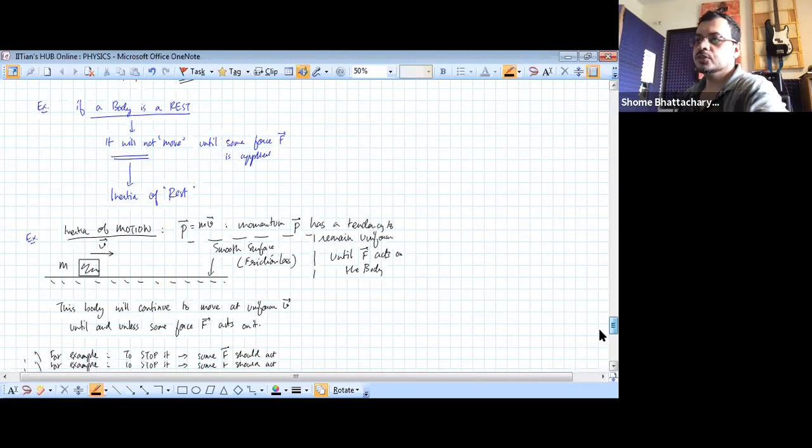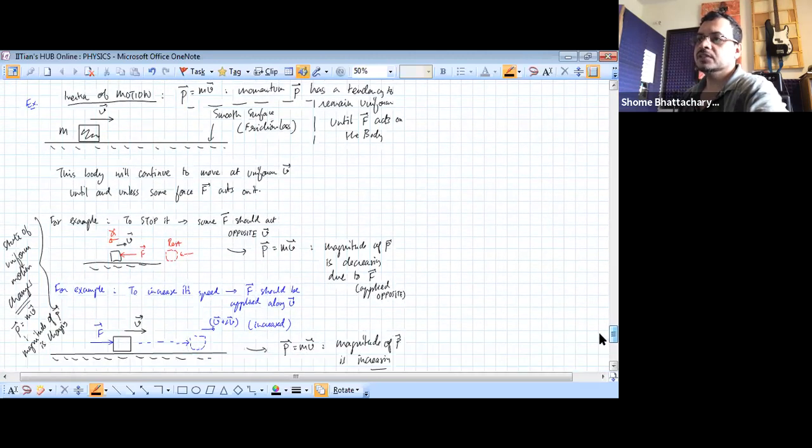Whereas a body which is already in motion, that also has a property of inertia, but that is called inertia of motion. And that property is such that it will have a tendency to continue with uniform motion. That means uniform momentum. Momentum is mass into velocity. So uniform momentum means the direction of velocity should not change, and the magnitude should not change. If either direction or magnitude of velocity is changing, or both are changing, then we'll say that the momentum has changed. So when I say a body has a tendency to continue in uniform motion, it means its momentum vector should not change in both direction and magnitude.